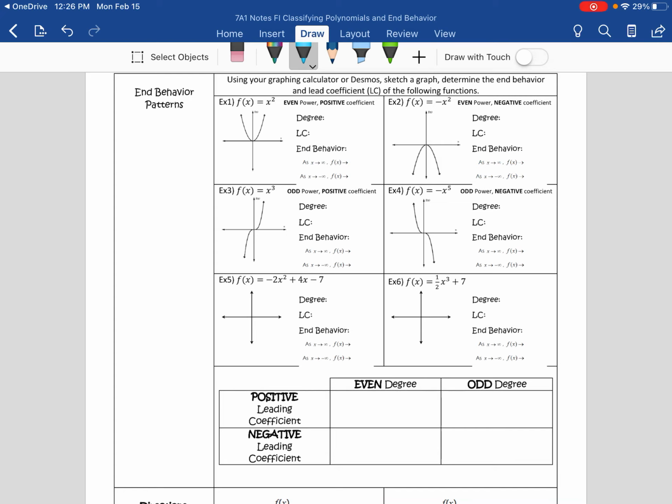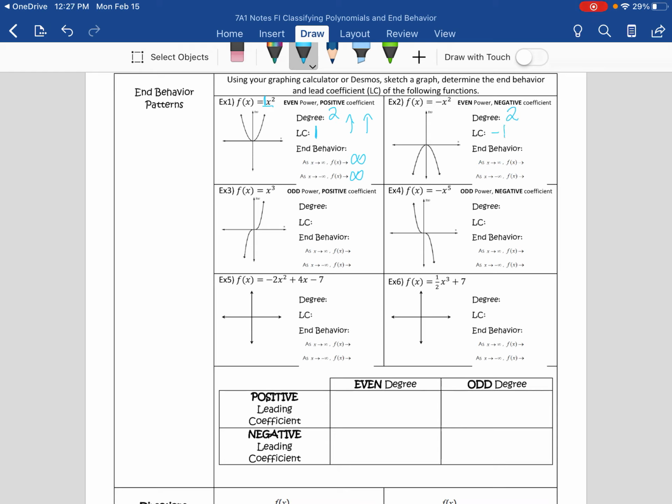So using your graphing calculator or Desmos, for the bottom two I'm just going to sketch it, but in class I'll be going to Desmos. So the first one, it asks you what the degree is. Well, I can tell from the equation it's a second degree. The lead coefficient is 1. And my end behavior, well, as x goes to infinity, y goes to infinity. What we have is it's going up, up. So it's going to be positive infinity, positive infinity.